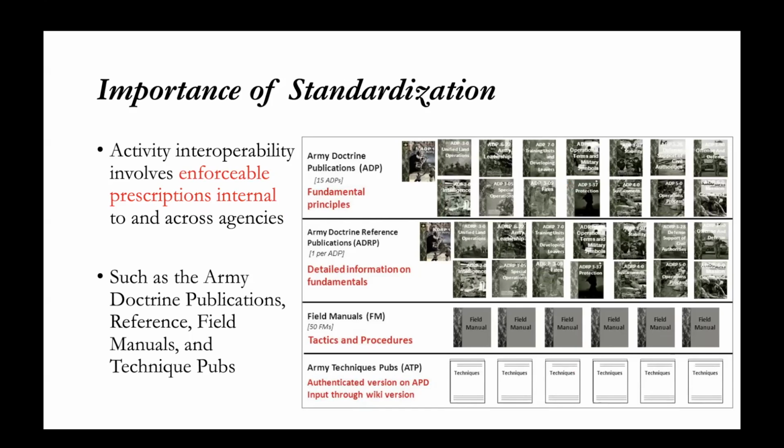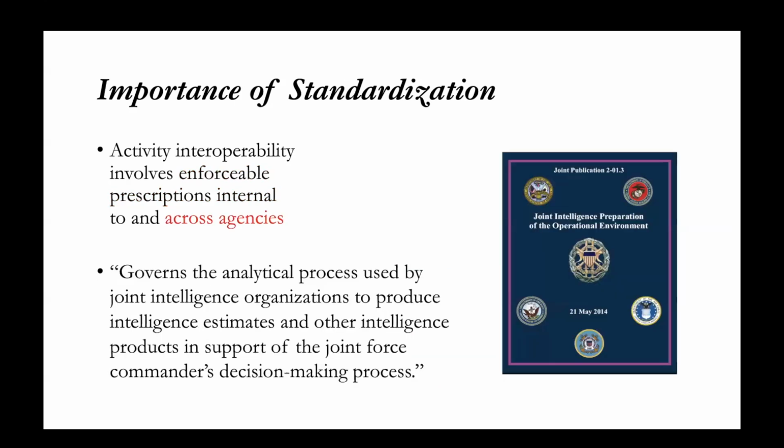Activity interoperability involves enforced prescription of internal requirements. What sorts of words do you use on the battlefield? What sorts of operations do you conduct? What can you conduct? What's relevant to you, standardly? Army doctrine publications, references, field manuals, and technical pubs are often required reading for at least people who are organizing troops. And these provide that kind of interoperable picture. At least the hope is that they provide that kind of interoperable picture.